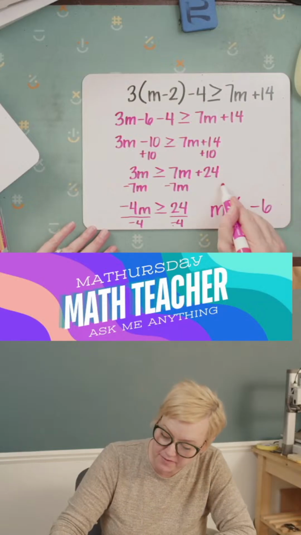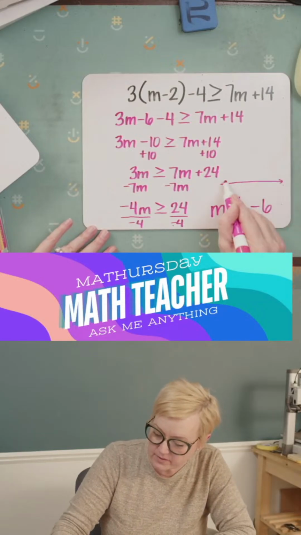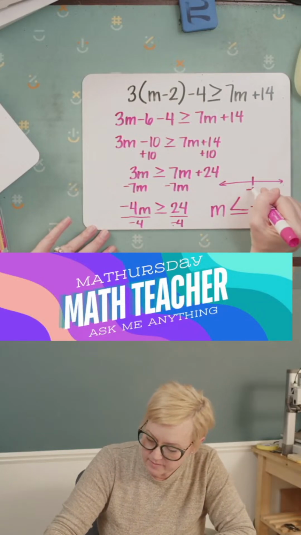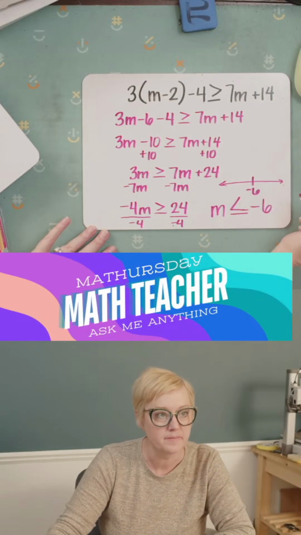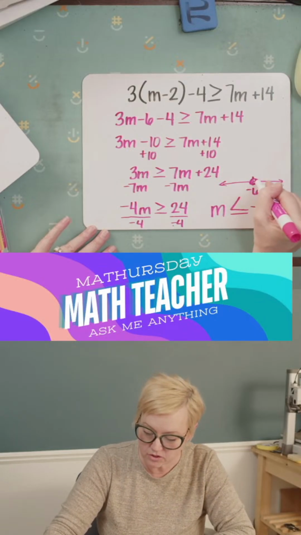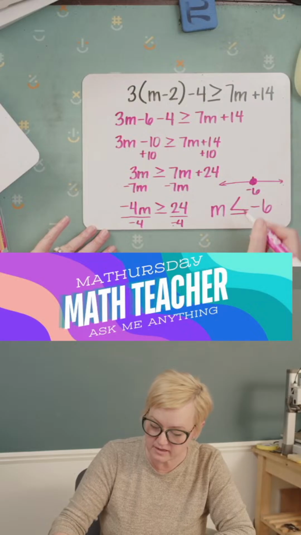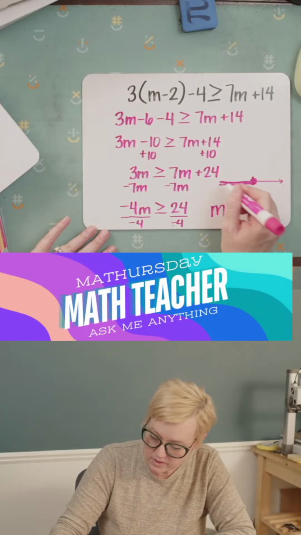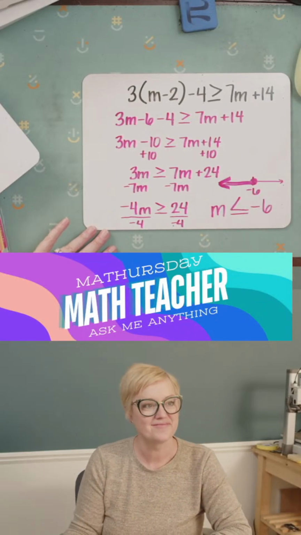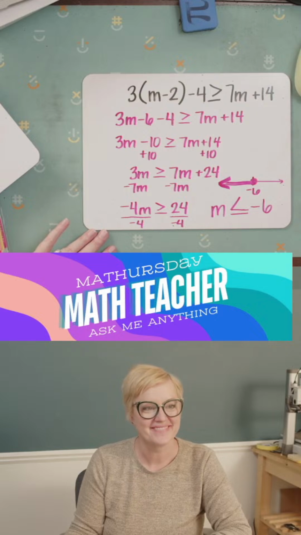And if you need to graph this on a number line, all you really need to mark is just negative 6. It's going to be a closed circle because it includes negative 6. And it's going to be everything to the left of it. And that's it. Okay.